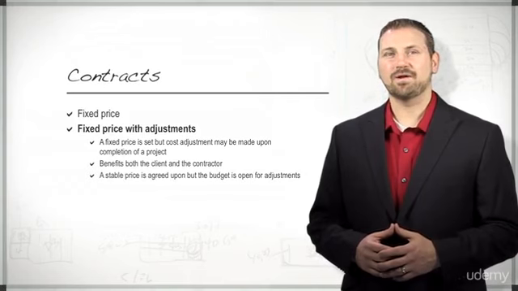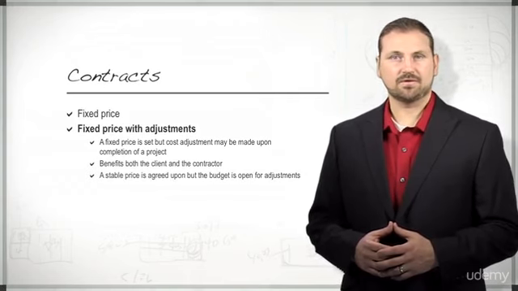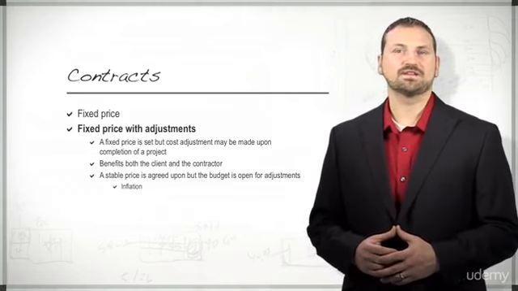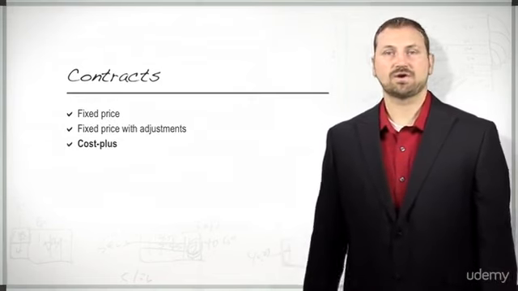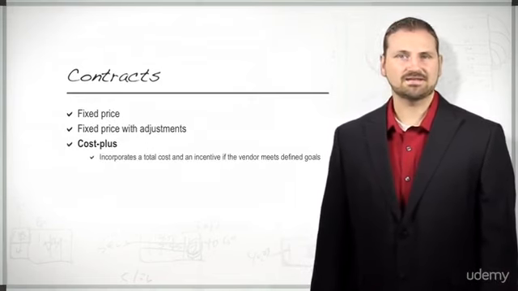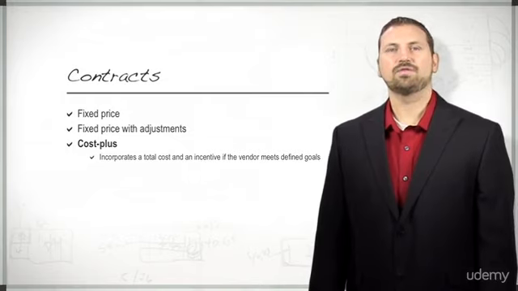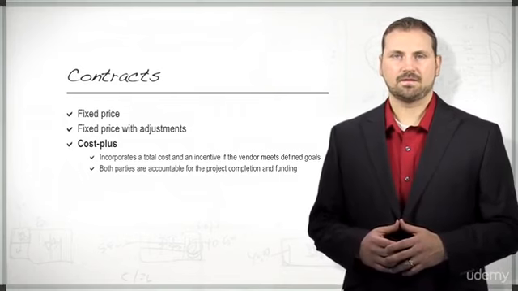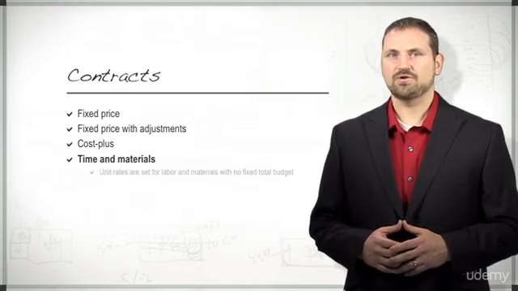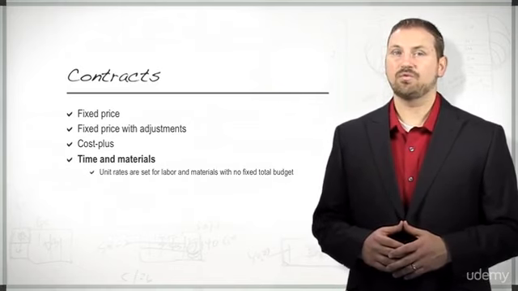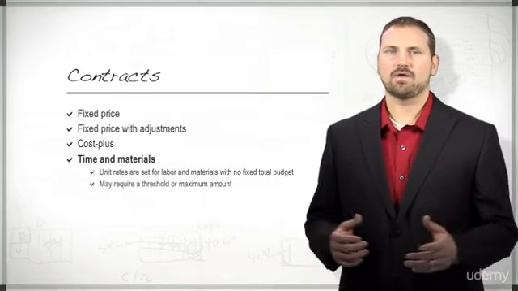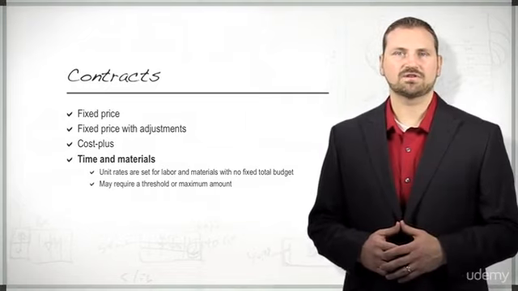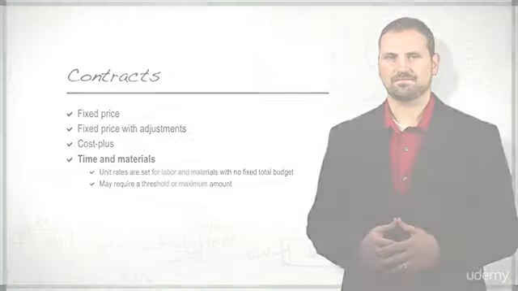A stable price is agreed upon, but the budget is open for adjustments, either increases or decreases based on conditions that change during the project, such as inflation or the price of materials. A cost-plus contract incorporates a total cost and an incentive if the vendor meets defined goals. With this type of contract, both parties are accountable for the project completion and funding. In a time and materials contract, unit rates are set for labor and materials with no fixed total budget. The client may require a threshold or maximum amount where the vendor would be required to advise the client on project spending as it reaches budget limitations.